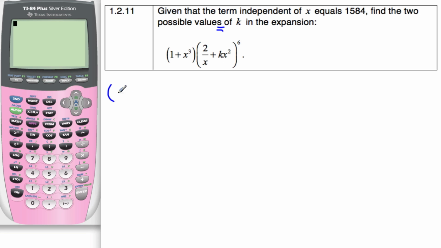Alright, so let's start this. We have (1 + x^3) and then this expansion, we're going to start with (2/x)^6. So this term is going to get all of the powers. And I'm not going to expand everything. I'm not going to find the coefficients because I think that's inefficient. I'm going to figure out when I get an independent term, and then I'll find just those coefficients.